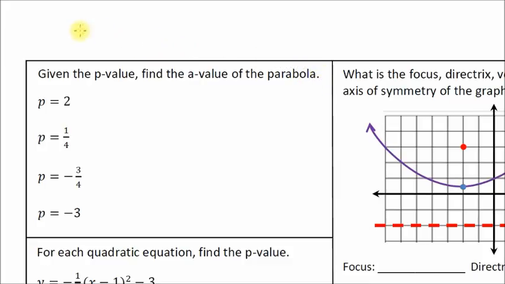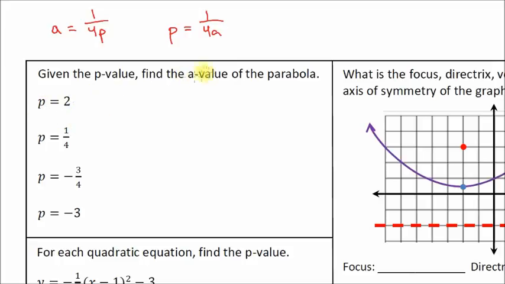And if we remember, class, we've got two equations that we have learned. If you know what a is and you want to find p, P is equal to 1 over 4a. If you know what p is and you want to find a, a is equal to 1 over 4p. So in this case, we're being given the value of p, and they're asking us to find a. Let's go ahead and do that for the first one.